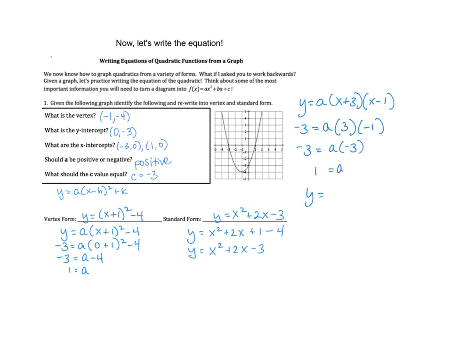So now I know my function is (x plus 3)(x minus 1), and I could multiply that out. And you'll notice I get the same answer as I got there. If I wanted to work from standard form to vertex form, I would have to then complete the square and turn it into vertex form.